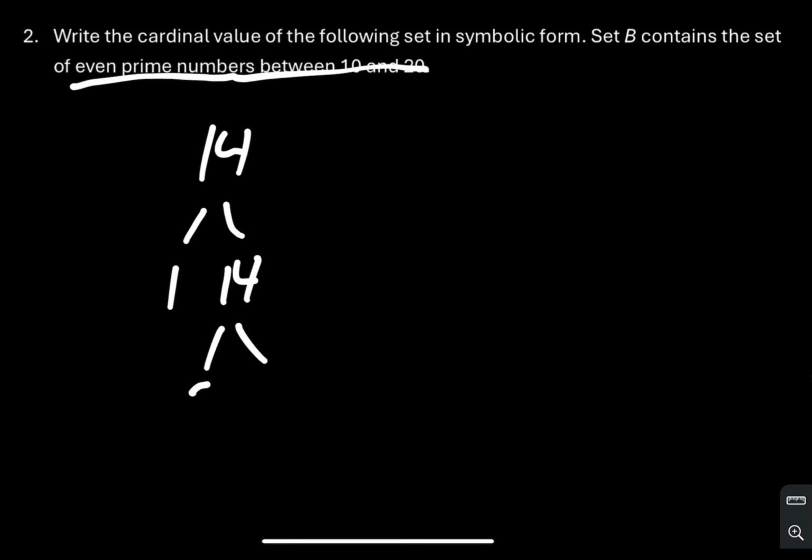15 is not even, so we move to 16. We have 1 times 16, and 16 we can break into 2 times 8 or 4 times 4, so 16 is not a prime number. We can move to 17, but 17 is not even. We can move to 18, but 18 we can break into 2 times 9 or 3 times 6. So 18 is not a prime number. And then our last number is 19, but 19 is not even. So we have no elements in the set.